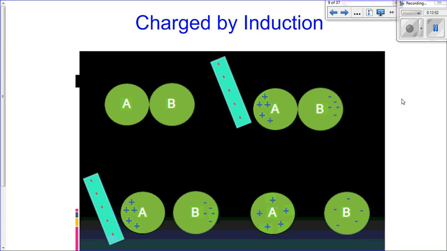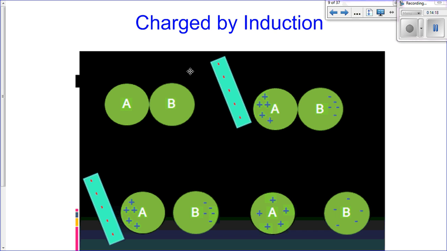All right, and then the final way something can be charged is charged by induction. Now, this has to be done with conductors. It will not work with insulators. And so here's what is initially happening. You have object A and you have object B. They are both conductors. Now, they are neutral right now because I'm not showing any positives or negatives isolated in one spot. And so they are neutral, but they are touching each other right here in the middle.